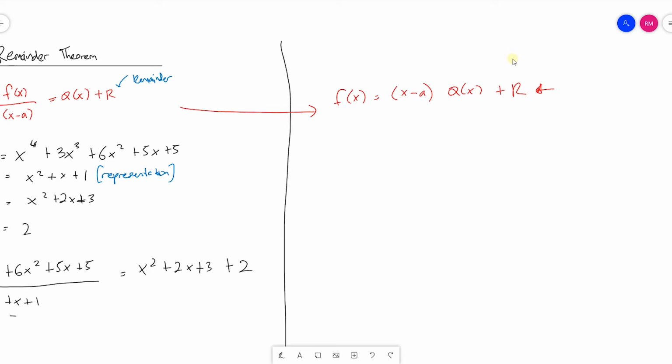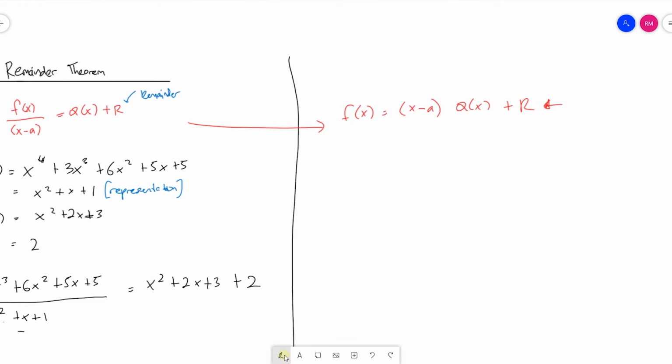So when we want to find the remainder only, we can assume x equals a. We can just take this bracket x minus a and make it equal to 0. So x will be equal to a, correct? So when we substitute this a inside this formula again, what will happen?